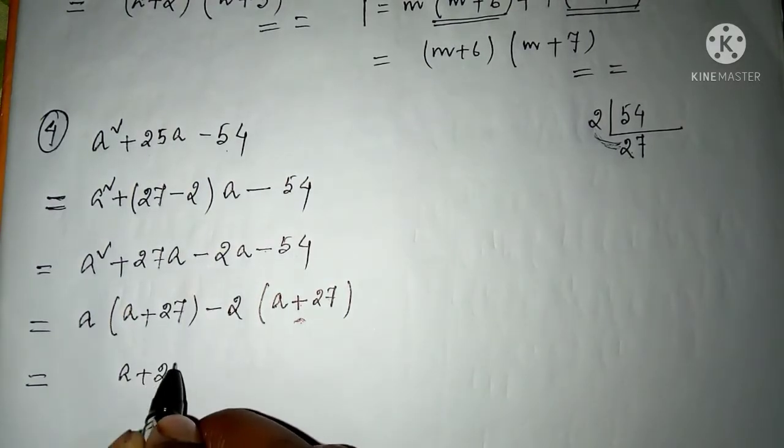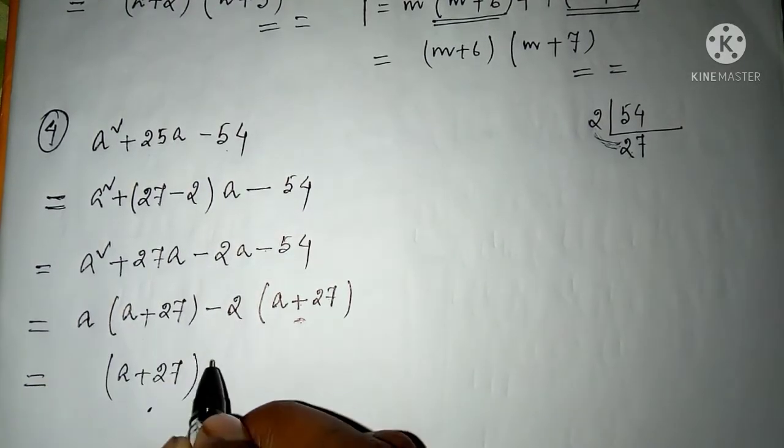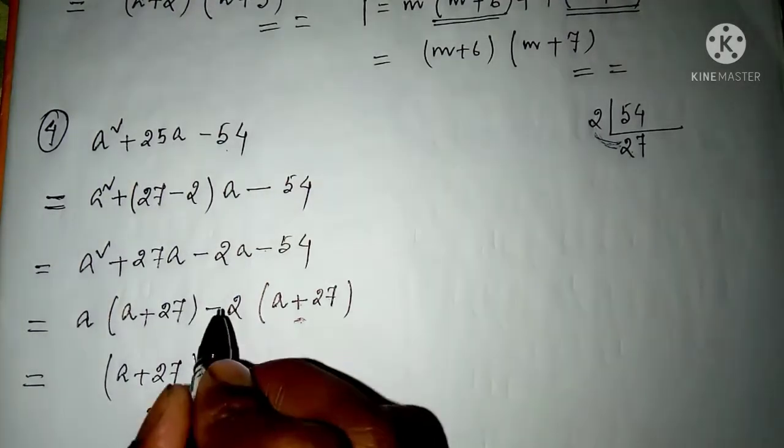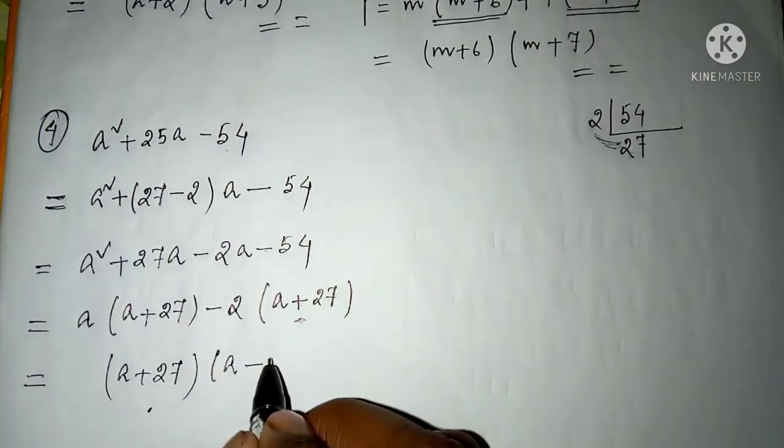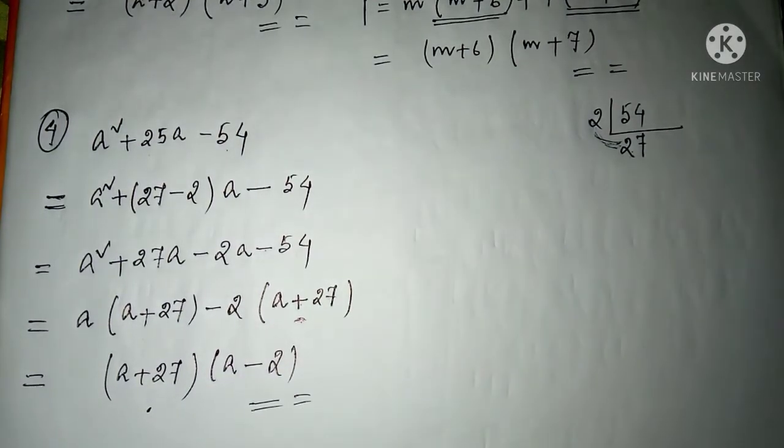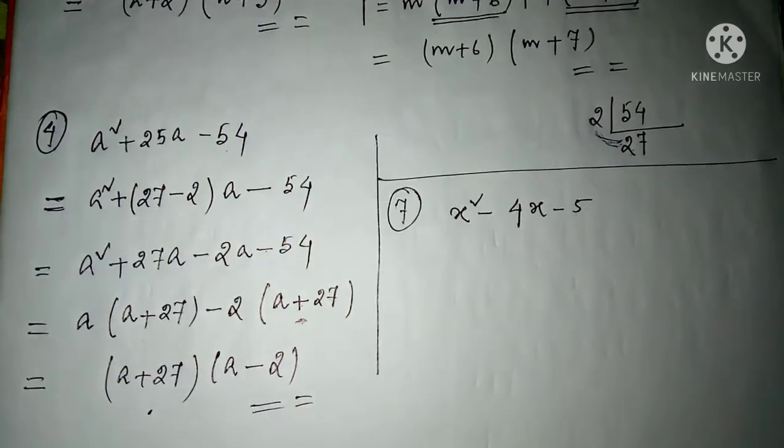Now you take common, then what do you have here? That is your a. Then you have a minus here, minus a plus 27 is already taken out, then you write your minus 2. So this is our answer to the fourth question.